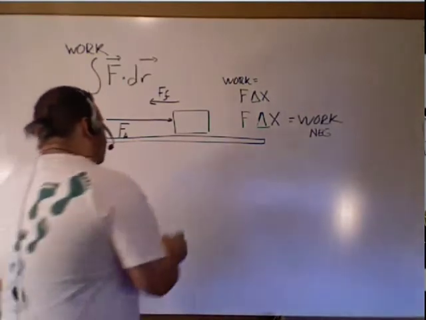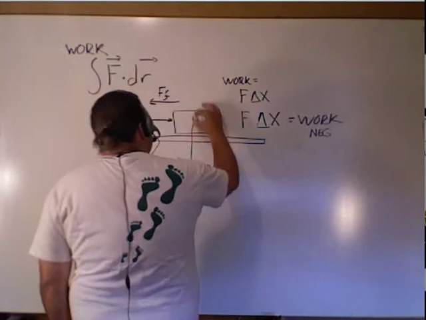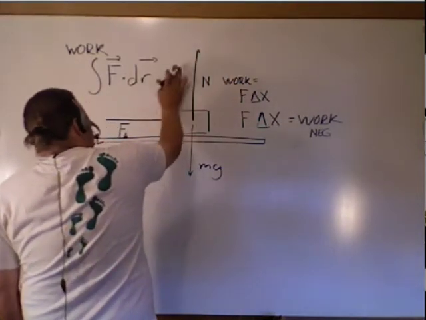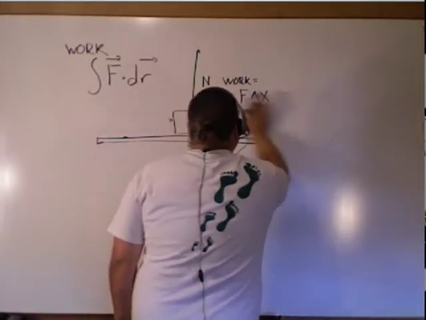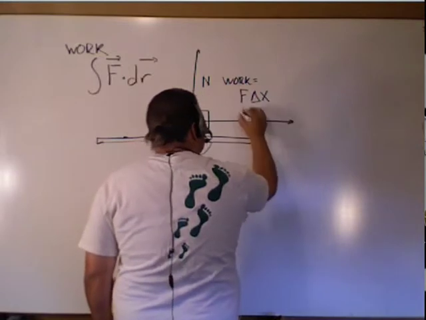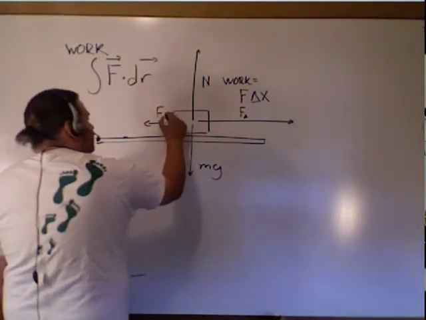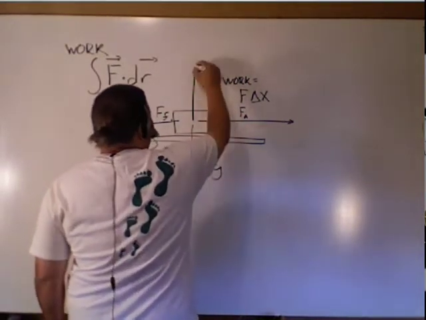Then we have a gravitational force that's pulling it in this direction, and then we have a normal force that's in this direction. So I'm going to rewrite these so that it's an actual free body diagram. Here's the force that I'm applying. Here's the force of friction. Here's my gravitational, here's my normal.